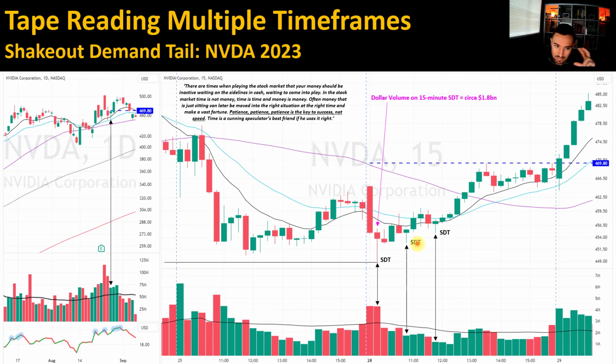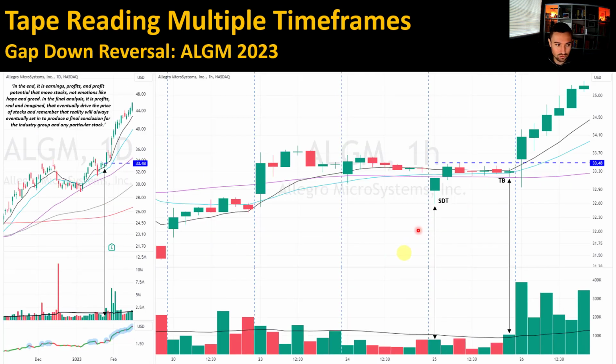So it's not just about the daily chart or weekly chart, it's about looking intraday as well. ALGM, shakeout demand tail, gap down reverse bar, absolutely perfectly. Now I know I said I was going to show you guys a little bit of screening, so I will jump across to my stock screen here and I will show you how you can quickly screen for these type of stocks.